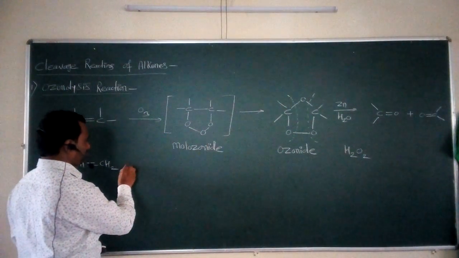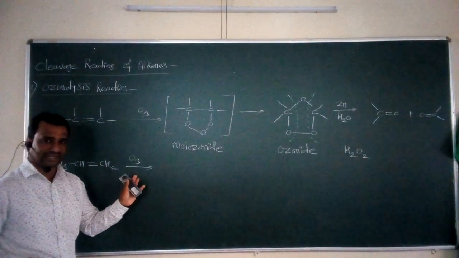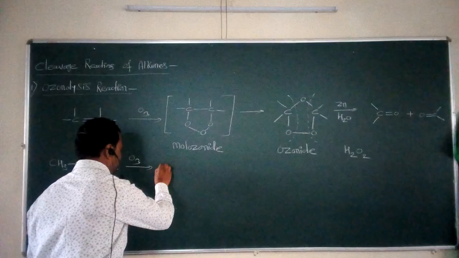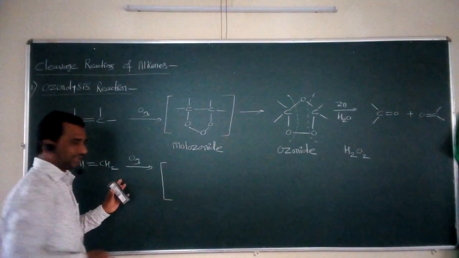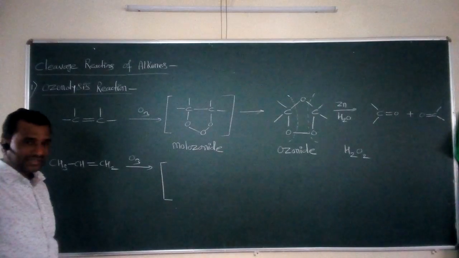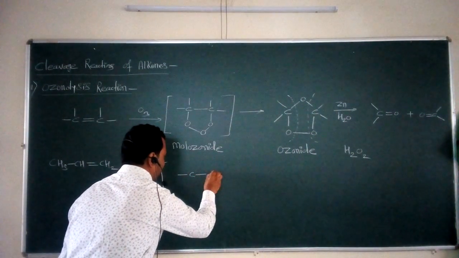So in the first step, what happens? This propene interacts with the ozone. When it interacts with the ozone, what happens? In the first step, we get the intermediate called the molozonide. So what type of molozonide is formed? We get the molozonide, that is a C single bond C.